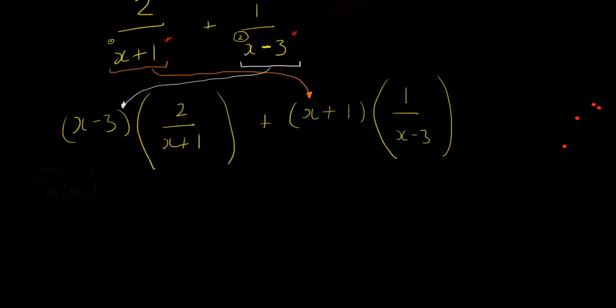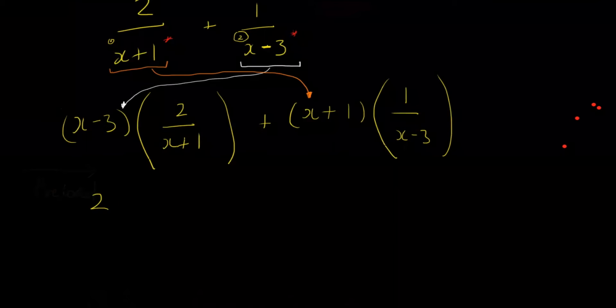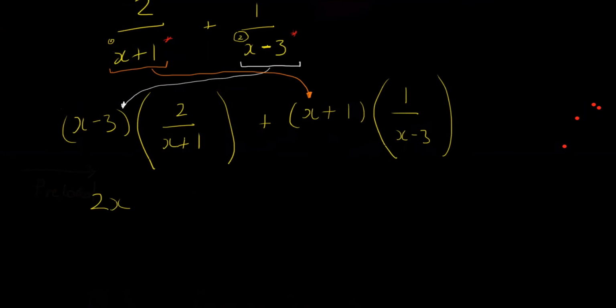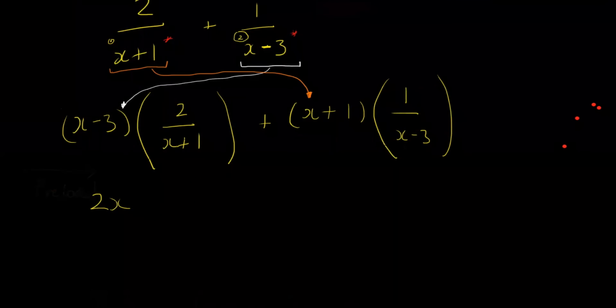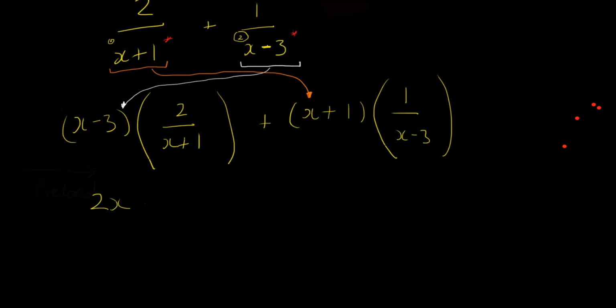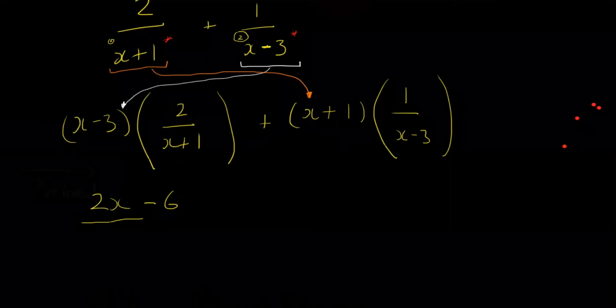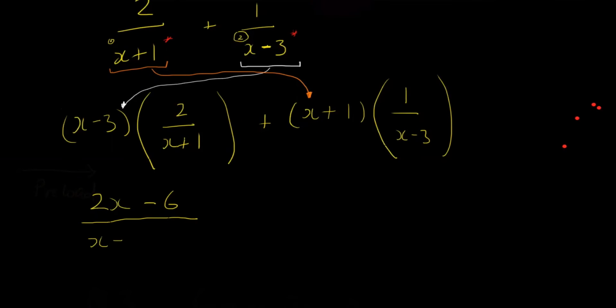What is 2 times x? We're opening up the bracket now. What's 2 times x? 2x. What is 2 times minus 3? Minus 6. And whatever I do to the top, I've got to do to the bottom. So these are both unknowns. That's all I've done.